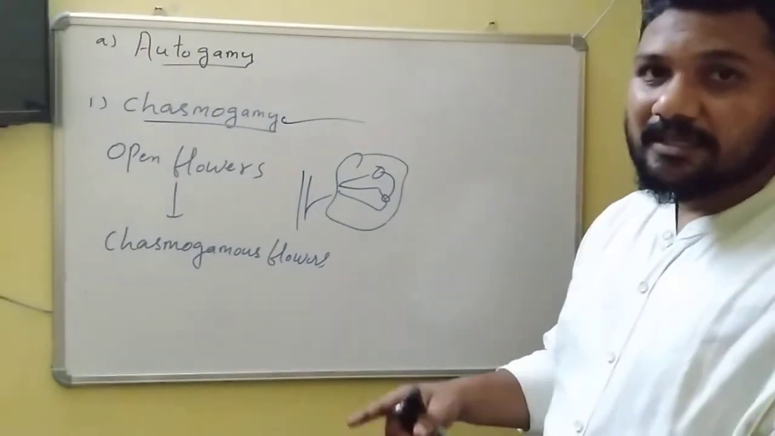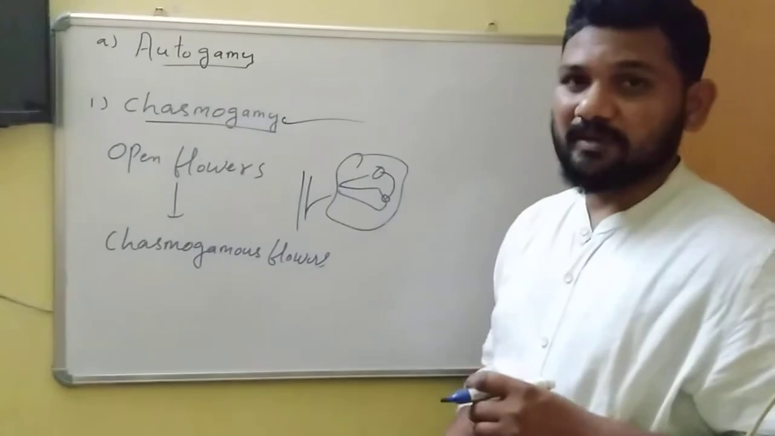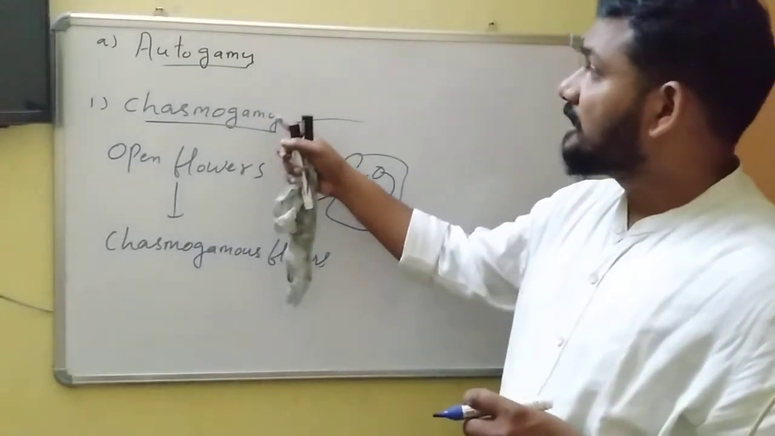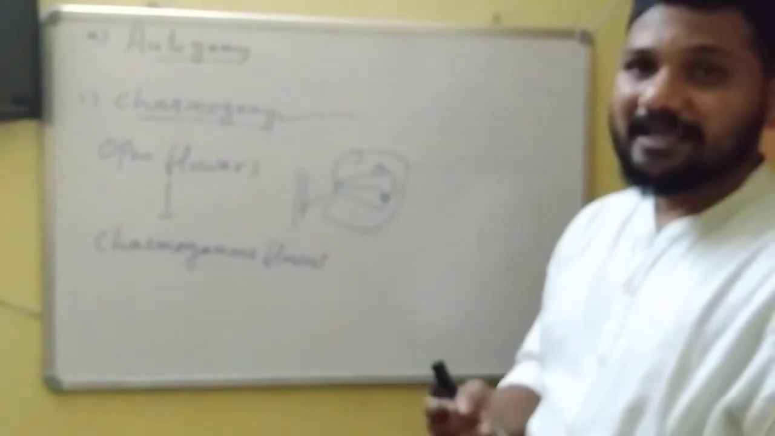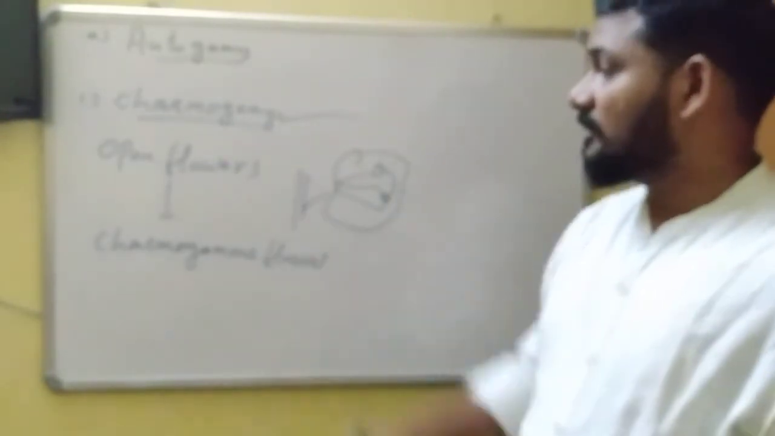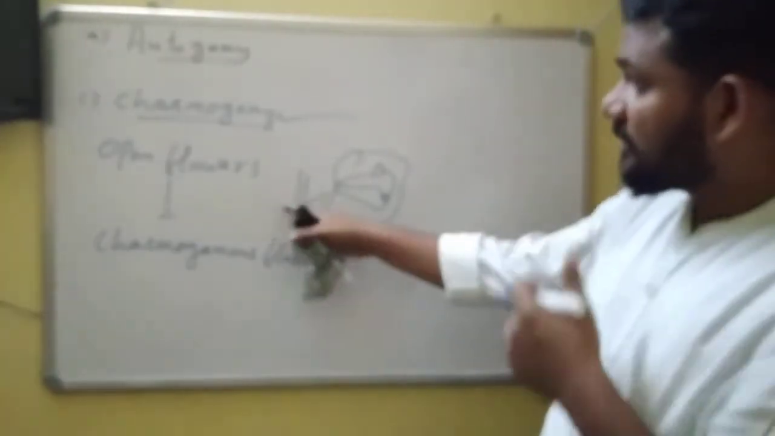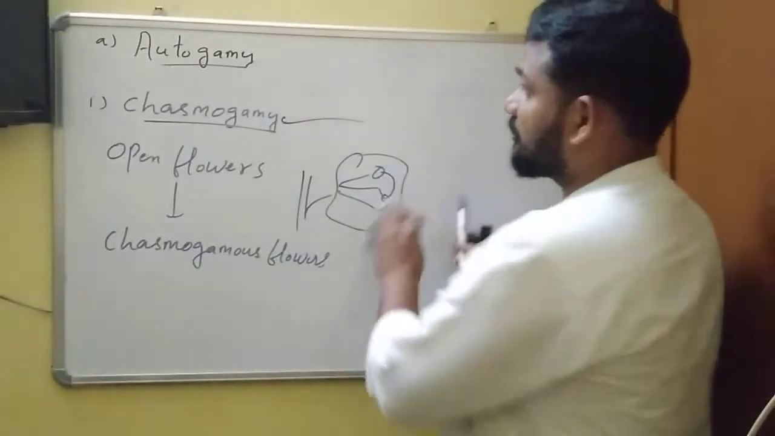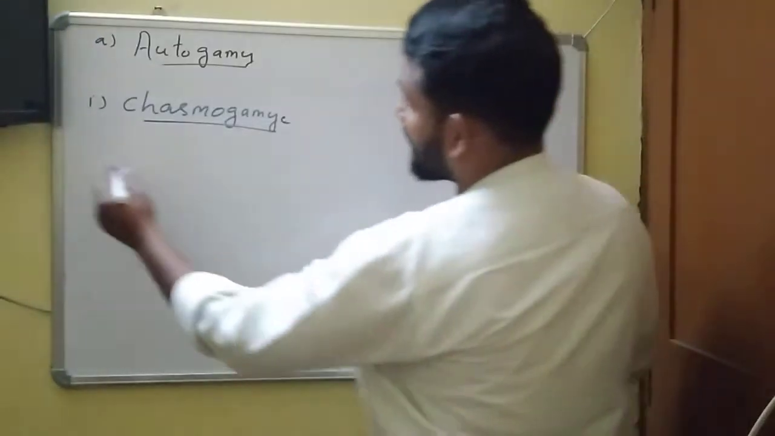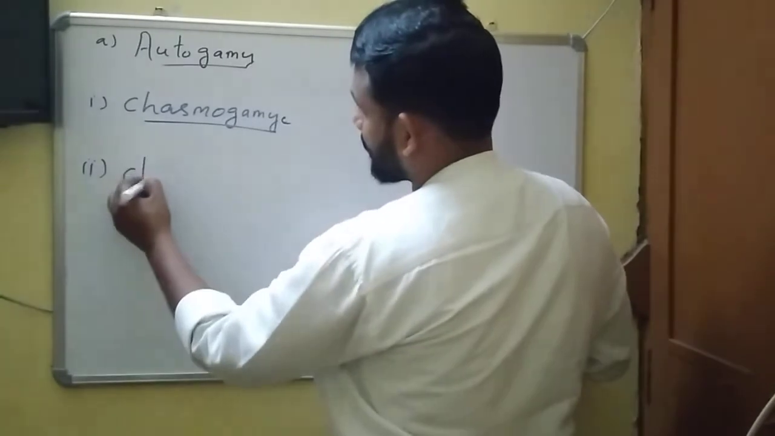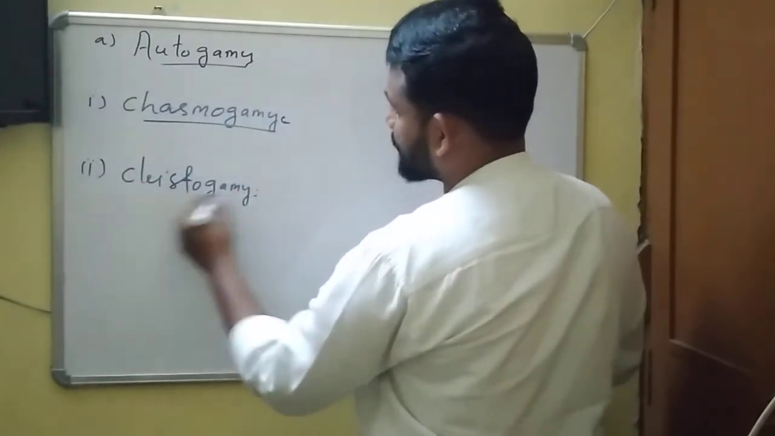It means chasmogamy is one of the chances to occur autogamy. What is chasmogamy? Autogamy in open flowers is called chasmogamy, and open flowers are called chasmogamous flowers. The majority of flowers in angiosperms are open flowers. So this is the first condition, chasmogamy. The second one is cleistogamy.